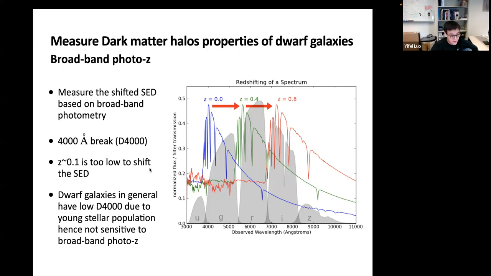And also, even if we had a u-band, dwarf galaxies in general have a pretty low D4000, or 4,000 angstrom break, because of their young age and low metallicity. Basically, their stellar population is pretty flat. So this broadband photometric redshift technique is not optimal for those dwarf galaxies.